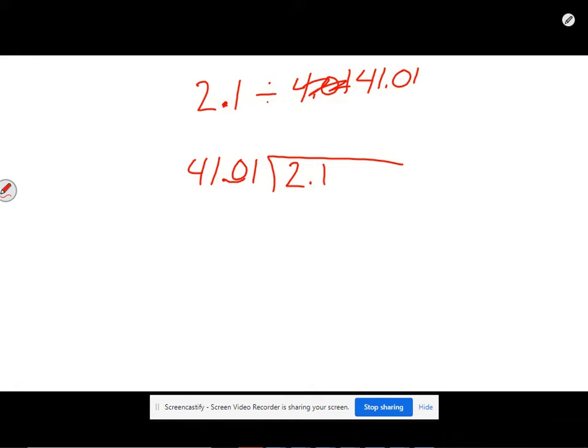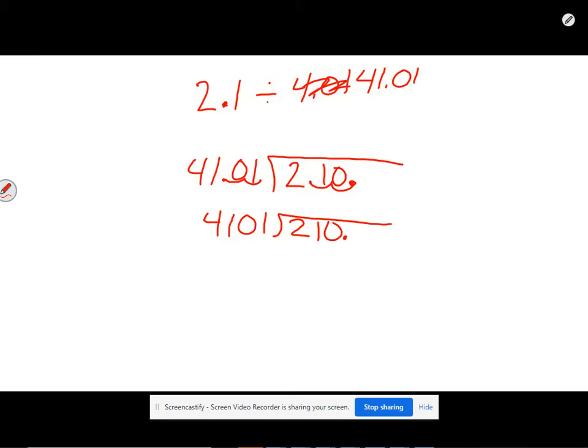We have 2 decimal places here, right? So we want to move this over 2 decimal places. So we now have 4101 divided into 210. 4,101 going into 2010. What am I going to do so I can do this math? Oh, who knows what I have to do? Edward?